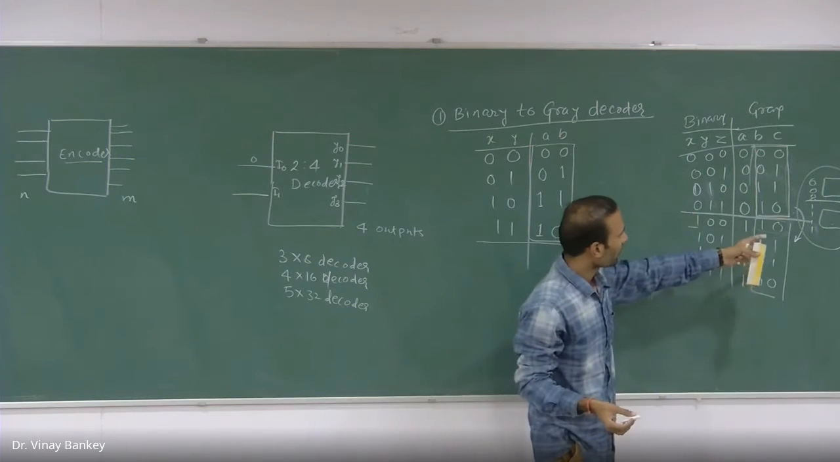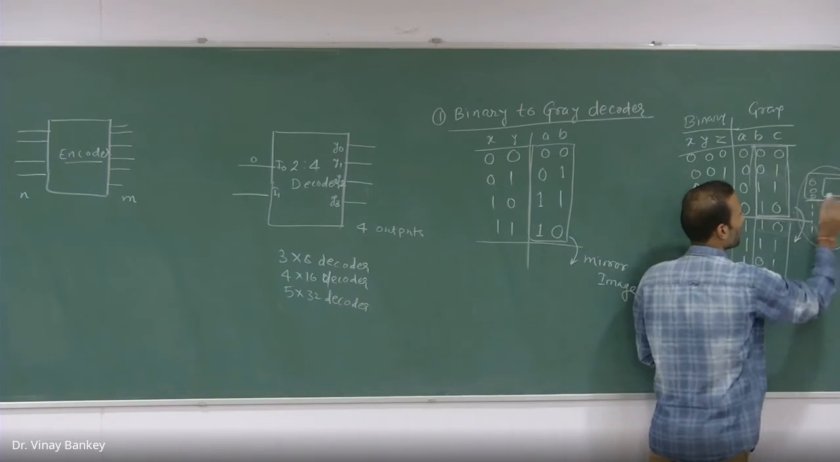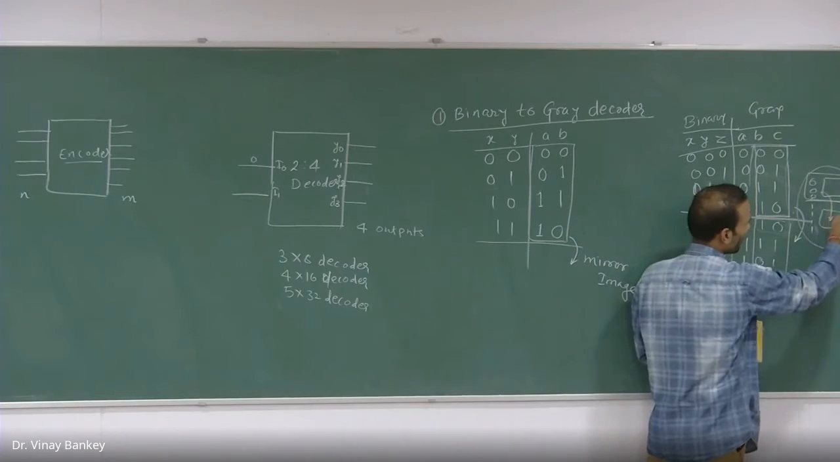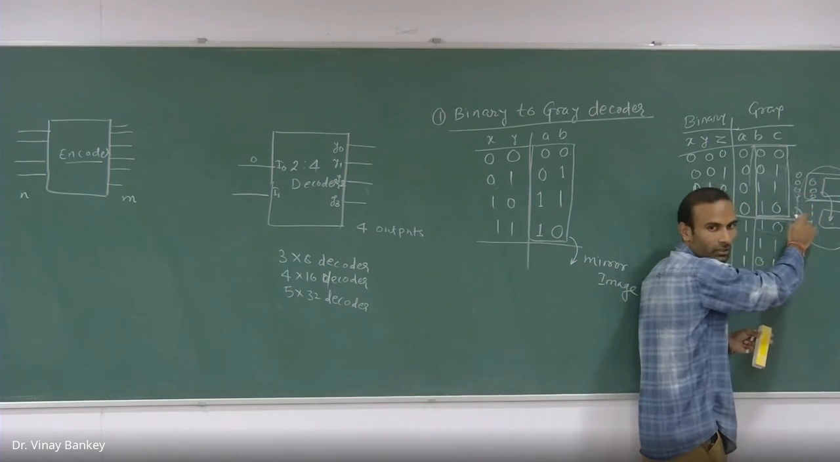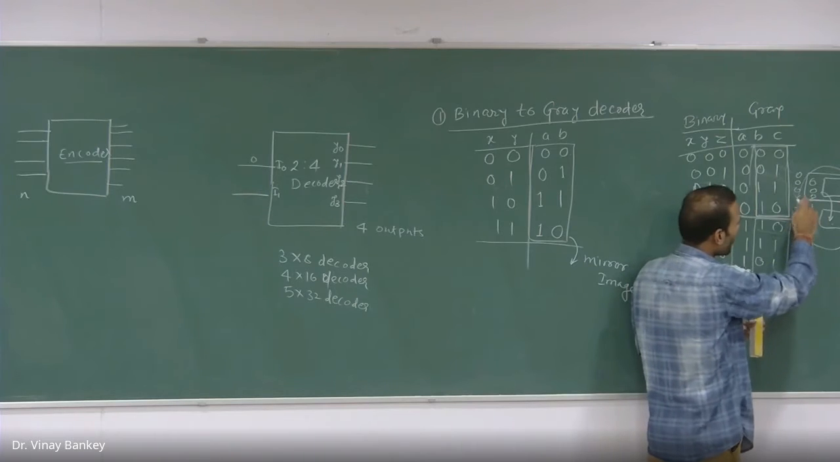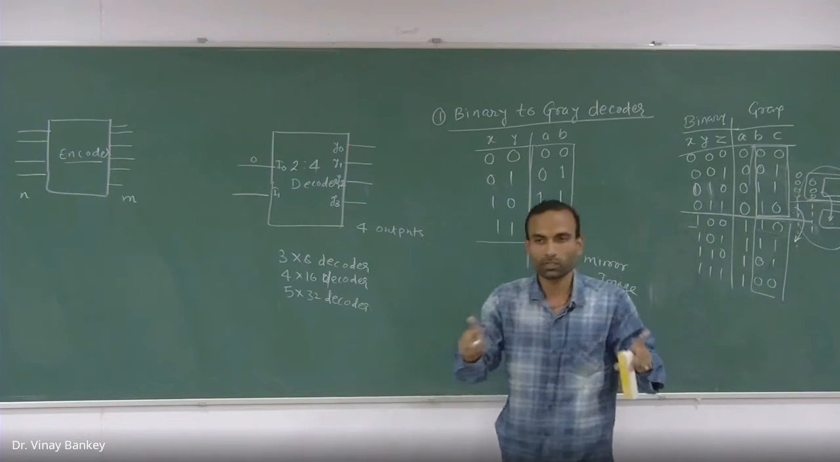And if you want now the 4-bit gray code, then what will you do? You will take this whole thing as a block and do the mirror image, and you put 0, 0, 0, 0, 0. There will be 8 entries, right? And below this line, there will be 1, 1, 1, 1, 8 times. So this will become the gray code of 4-bit.